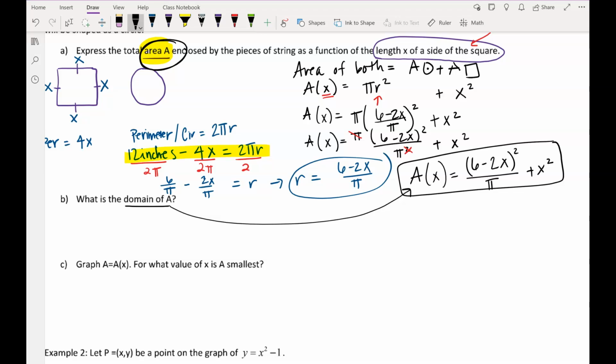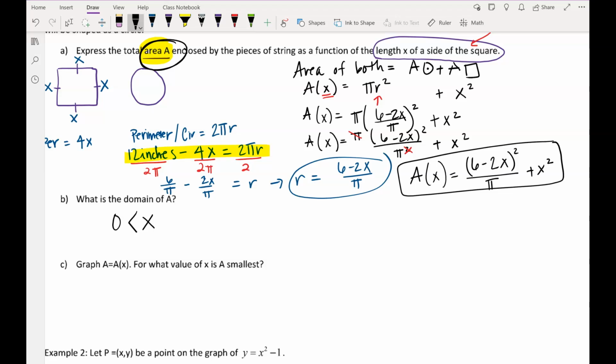I hope you do. Now, if X represents one length of the square, would you agree it has to be bigger than 0? Because you can't make a square that's a negative length, and you can't make a square with 0 length, so it has to be bigger than 0. Now, what is the biggest length? What is the biggest value of X?